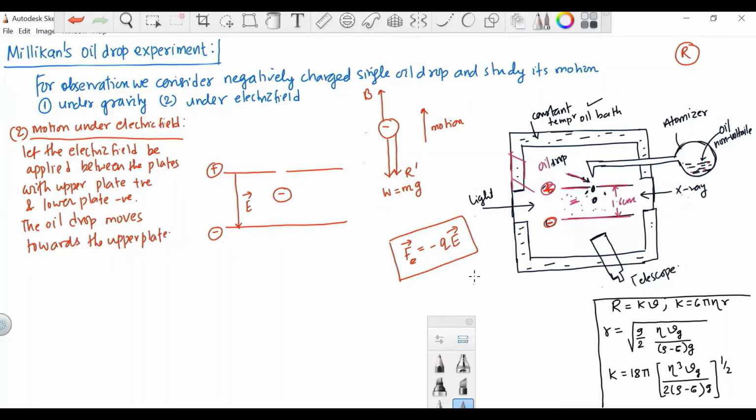Clear? So this is electric force. Electric force is directed opposite to the electric field. The electric field is acting in the downward direction, so the electric force is acting in the upward direction. So we have this. Clear?